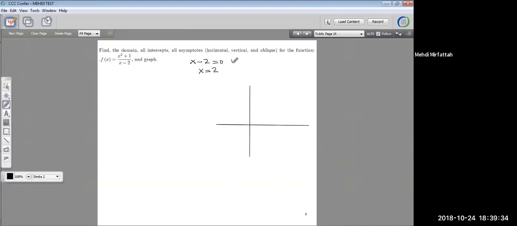So I can figure out my domain now. The domain would be the values all the way from -infinity to 2, not including 2. I'm going to use a parenthesis, and union that with 2 all the way to +infinity.